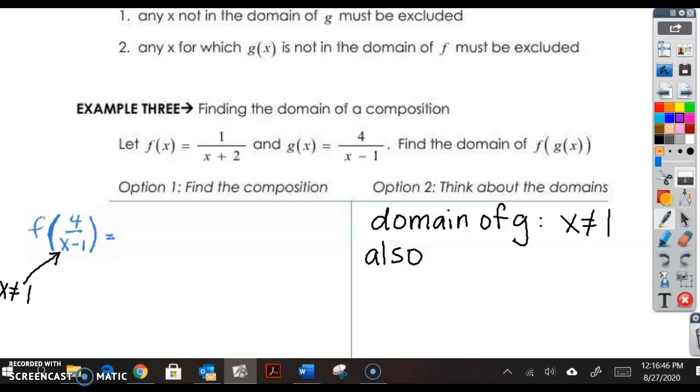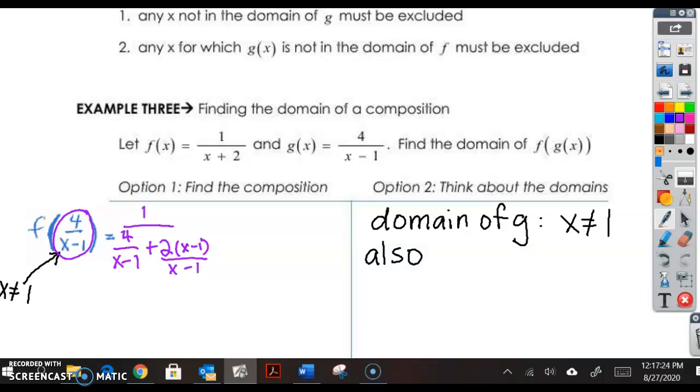All right, so f of 4 over x minus 1. All right, so 4 over x minus 1 is our g of x, right? And we're going to put that into our f of x. So here is our x, and then plus 2. Okay, we got a little work to do here because we are going to have to add these two terms in our denominator. So that 2 is going to have to have the same denominator as x minus 1. So I'm going to multiply it by x minus 1 over x minus 1.